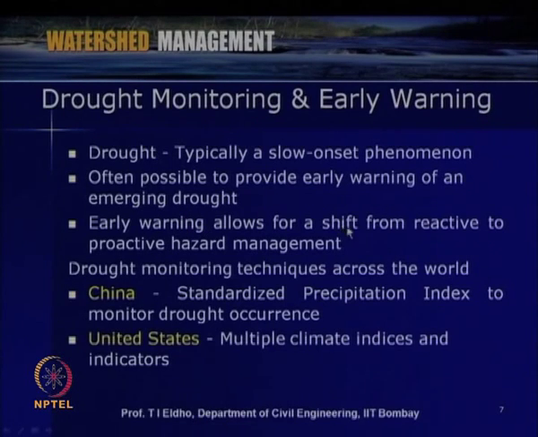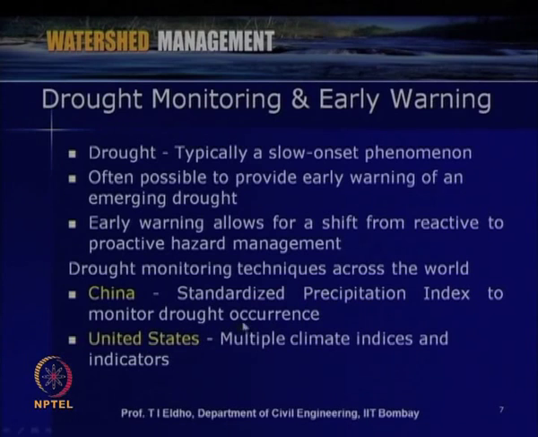Early warning allows for a shift from reactive to proactive hazard management as far as that particular area is concerned. So if you look at drought monitoring techniques across the world, we can see that various countries use various norms as far as drought monitoring or early warning is concerned. For example, China considers the standardized precipitation index, as we discussed in our earlier lecture. So they calculate the standardized precipitation index to monitor drought occurrence, whether there is any possibility of drought or some particular area is amenable to droughts.